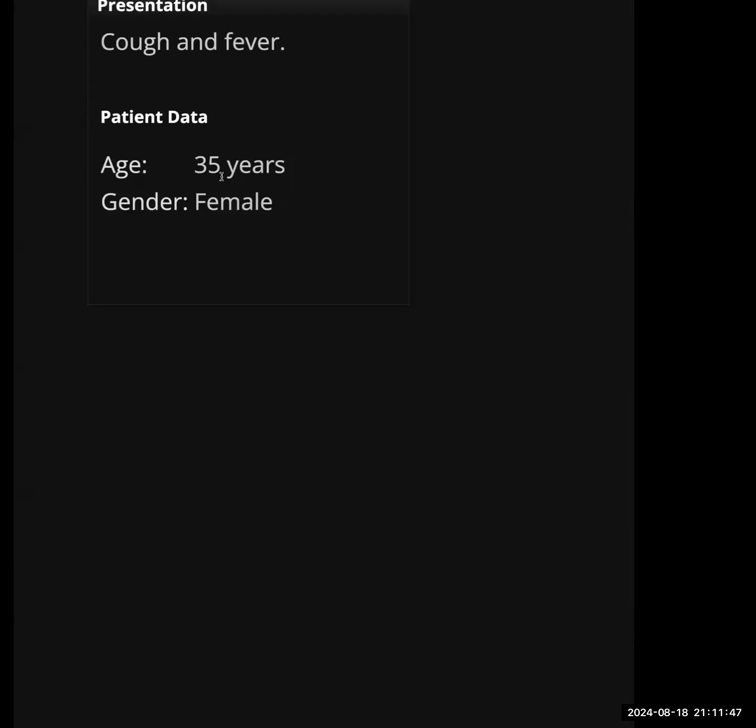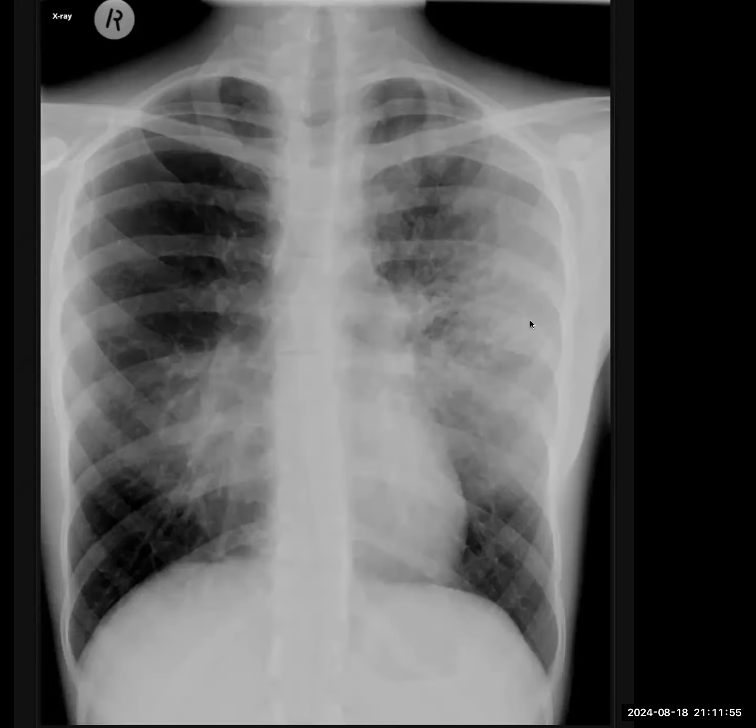So this is a 35-year-old female who presented with cough and fever. Just let go of the mouse, please. Thank you. Sure. And you can take a look at the case. I'm provided with the frontal chest radiograph of a 35-year-old female who came with a history of cough and fever.